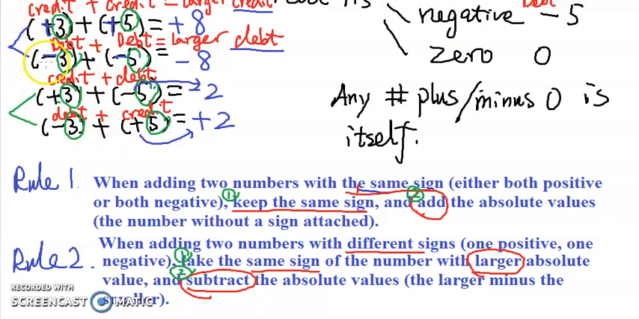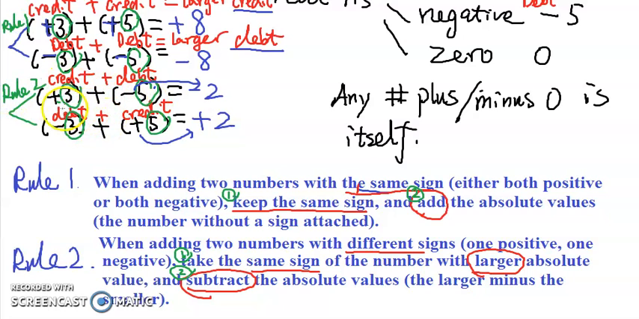So case 1, same signs. When we add numbers with the same sign, keep the sign: positive, positive, positive; negative, negative, negative. And we always add the absolute values, which means the numbers that I circled without the signs. So 3 plus 5, 3 plus 5. But when we deal with the second case, these two are rule number 1. These two will be rule number 2.